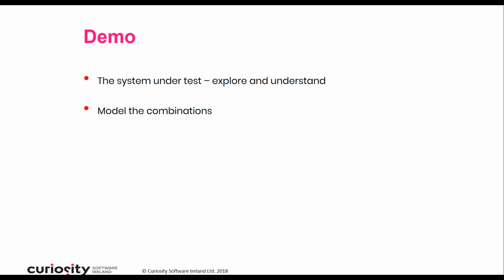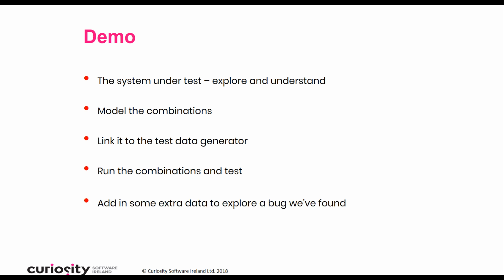So today we're going to take a look at a little CRM dashboard. We're going to explore it a little bit, understand it, and have a look at the data sitting behind it. We're going to then model the combinations of potential dimensions. We're going to link that to our test data generation engine. We're going to run the test data and combinations and then test it. And then afterwards, once we've done a little exploration and found a bug or two, we're going to add in some extra data to look a little deeper at some of the problems.